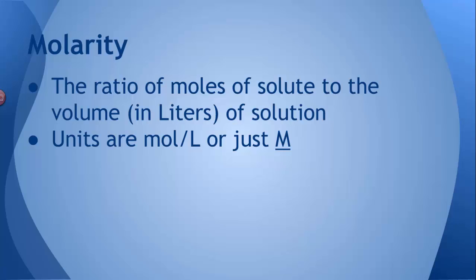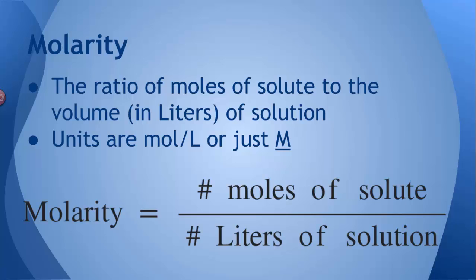Or we sometimes just use a capital M and it's usually underlined. That capital M you've seen before. For example, 6M HCl, the M is molar. That means there are 6 moles of HCl per liter of solution. Okay? So molarity is the number of moles of solute divided by the number of liters of solution.